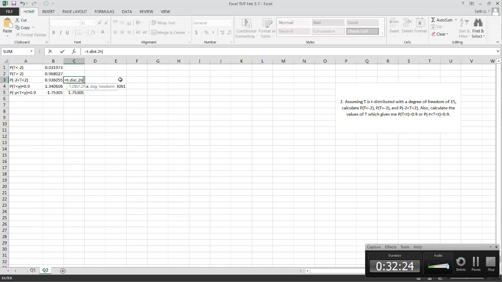So the range you're given is a 2. Conveniently, it's negative 2 and 2, so that's why you can just use this. And then 15 degrees of freedom. In this case, now it's giving you the probability on the ends of either two tails. But we don't want that. We want the range in between them. So we're going to do 1 minus. There we go, giving you the same number.